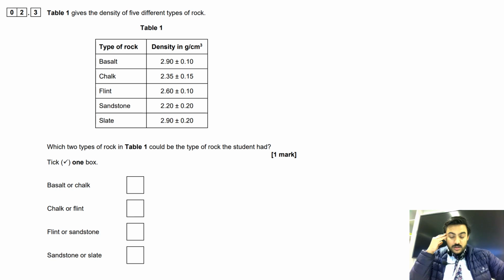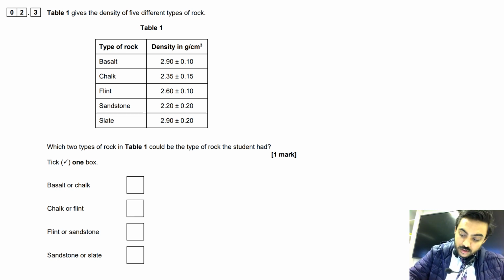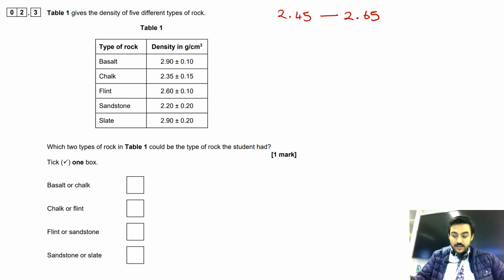Which 2 types of rock in table 1 could be the type of rock that the student had? So remember, the student had something in between 2.45 all the way up to 2.65. That's the range of results that they could have. Now we just have to find which two of these rocks fit in that range.